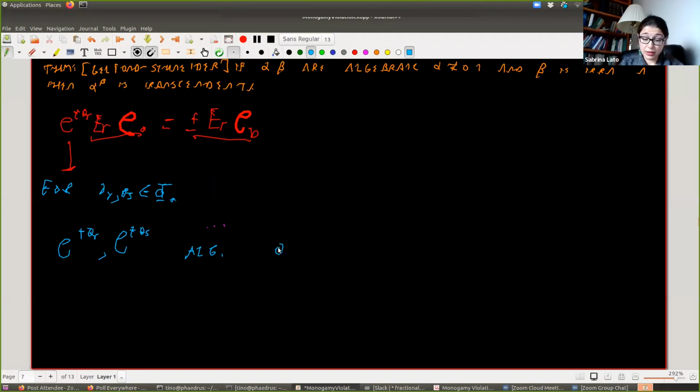And if theta s does not equal 0, then we can write e to the t theta r, or e to the t theta s is equal to e to the t theta r raised to... no, I lied over there. e to the t theta r is equal to e to the t theta s raised to theta r over theta s.